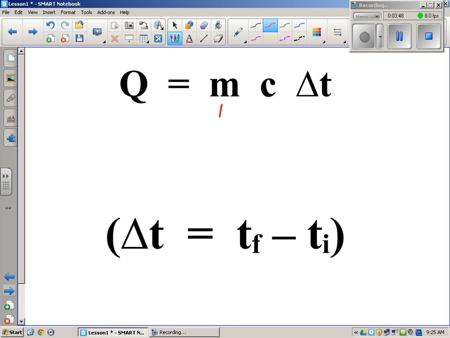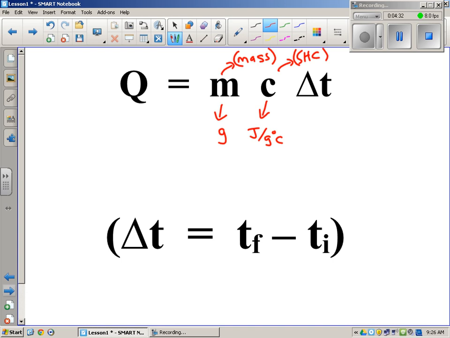Now, M is obviously the mass of the substance that you have. I give you guys the notes, but obviously I expect you to copy down some stuff as well. C here is the specific heat capacity that goes with that substance, whatever it happens to be. If it's aluminum, you'd look up the aluminum number. If it's water, you'd look up the water number, et cetera. The units to go with this are joules per gram degree Celsius.